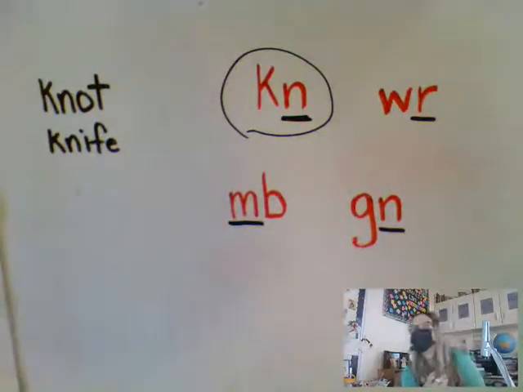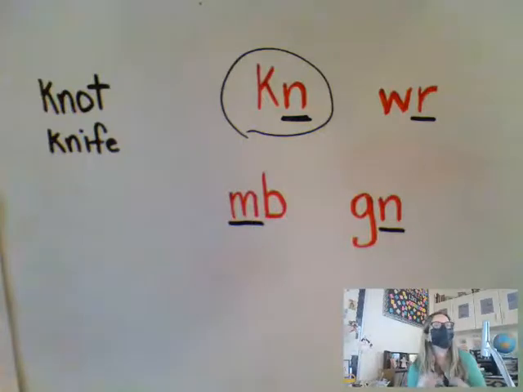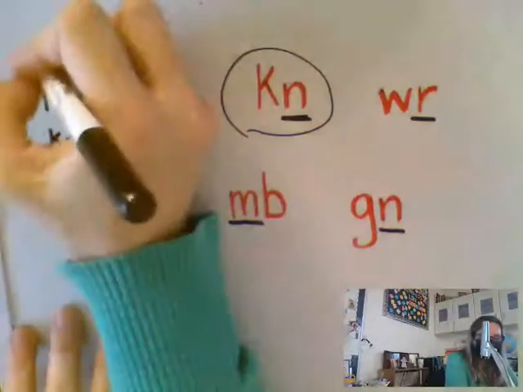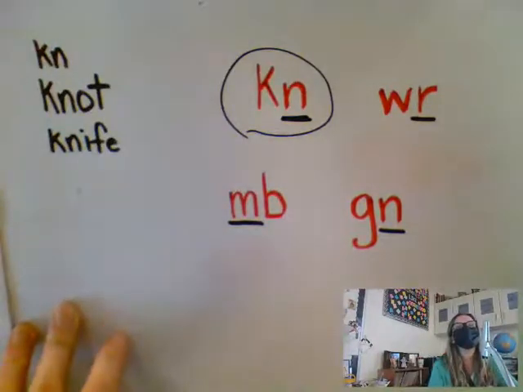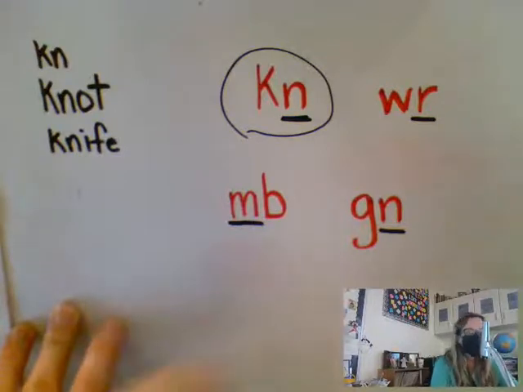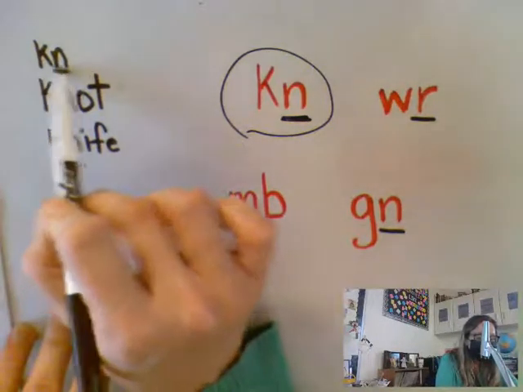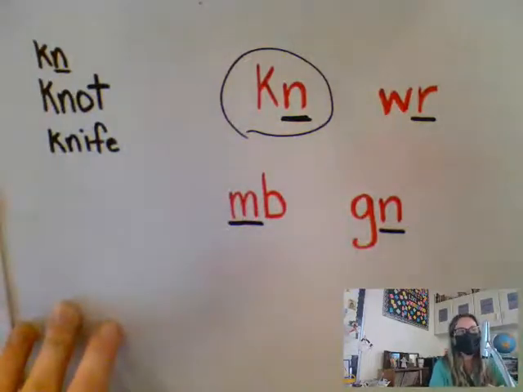So when you are reading and when you are writing, if you come across that K-N, you know that it makes the N sound. So don't sound it out. When you see K-N together, you say N. Okay? Hands down right now.